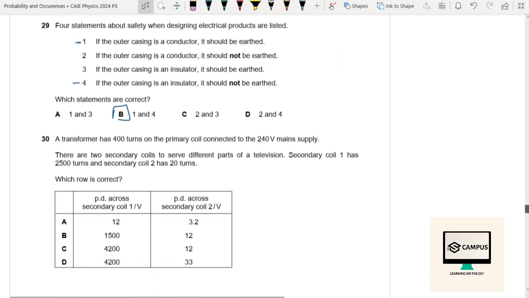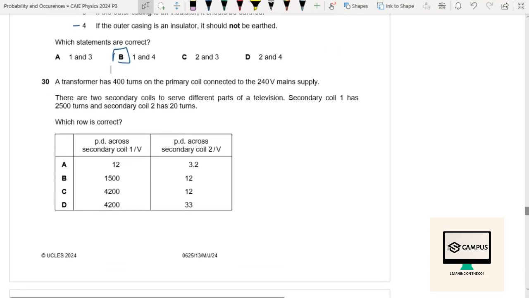Moving on, question number 30. A transformer has 400 turns on the primary coil and is connected to 240 volt AC mains. There are two secondary coils to serve different parts of a television. Secondary coil 1 has 25 turns, secondary coil 2 has 20 turns. Which row is correct? So this is a transformer and there are two coils here.